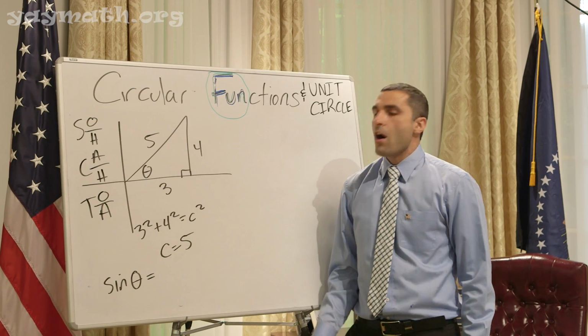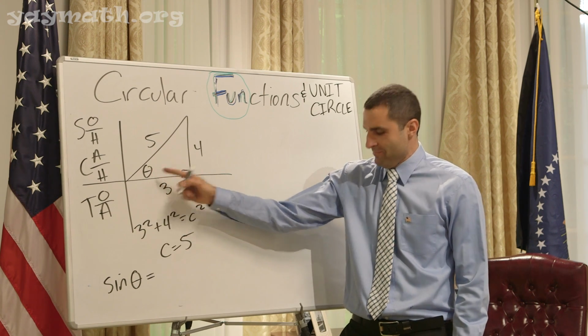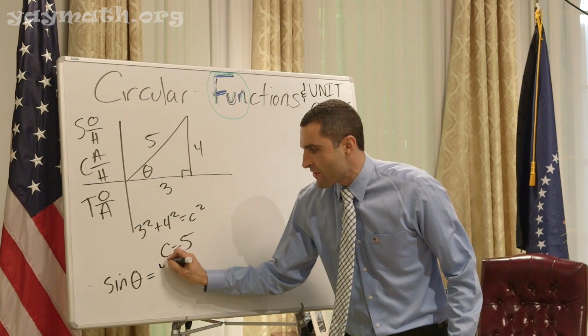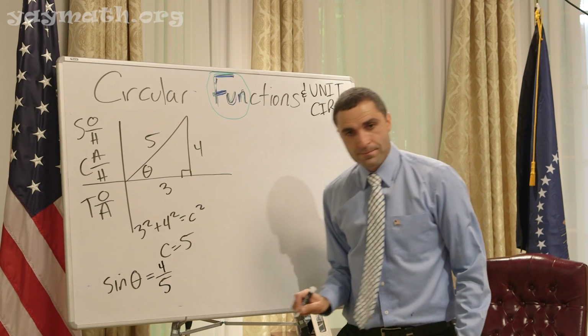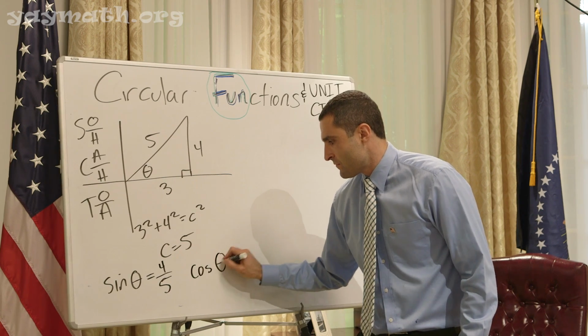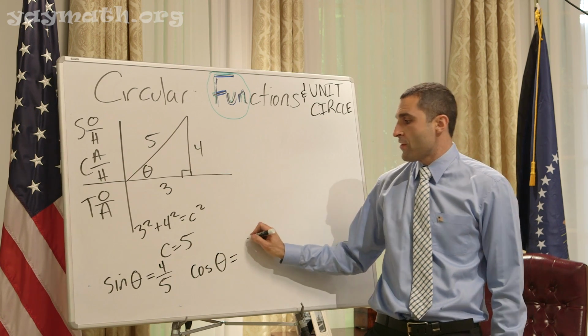4 over 3. Almost. Sine? 4 over 5. Opposite over hypotenuse. 4 over 5. Cool. I was looking at Toa. Okay. And now let's do cosine of theta. Equals adjacent over hypotenuse. 3 over 5.